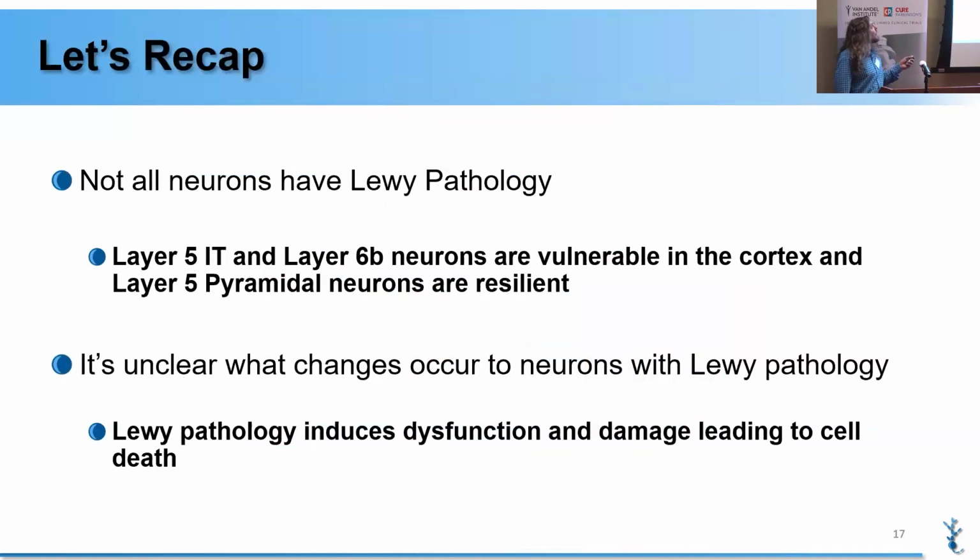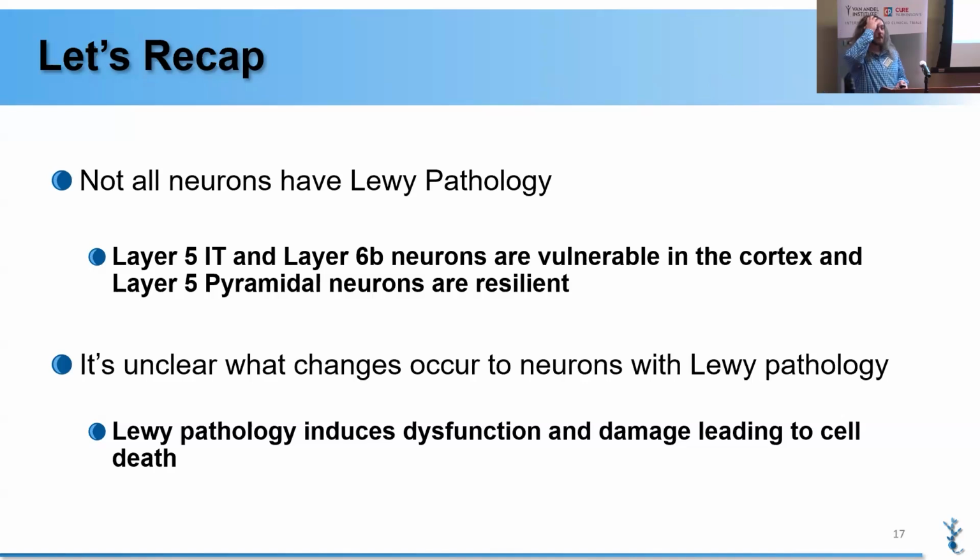So not all neurons have Lewy pathology in Parkinson's. What I've expanded on here is that now we understand in the cortex specifically what neuronal subtypes are vulnerable and resilient to this pathology. And this allows us to ask those questions about, at a baseline, what factors are involved in resilience and vulnerability to this toxic cell death that occurs.